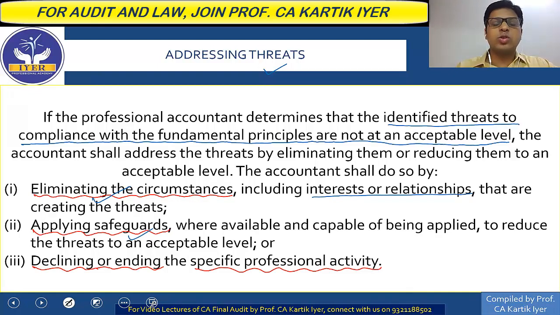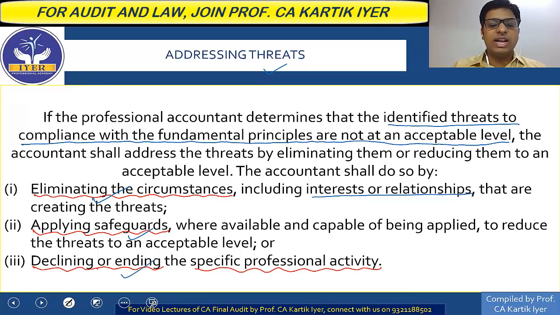Next is applying the safeguards where available and capable of being applied to reduce the threats to an acceptable level. Okay, so apply the safeguards to ensure that if a member of the audit team is having shares in the company, then we should ensure he discloses that he has shares in this company, so we will not allot that audit to him. That is basically the safeguard that the CA firm can put in place.